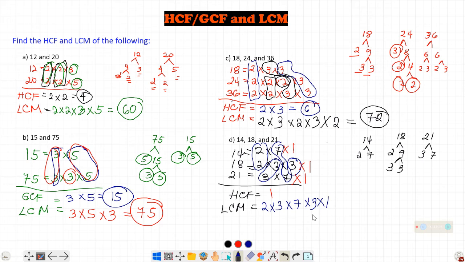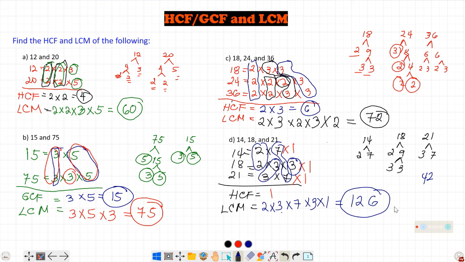After that, we can find the LCM. So that will be what? The LCM will be 21 times 2, that will be 42. 42 times 3, that will be what? It's 126. So the LCM of 14, 18, and 21 is 126.